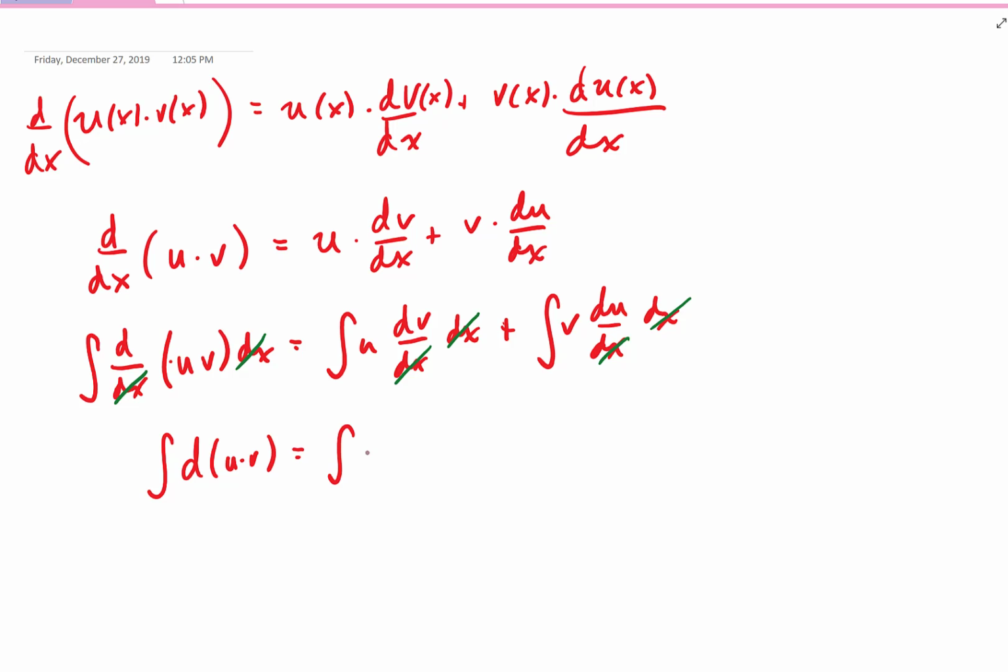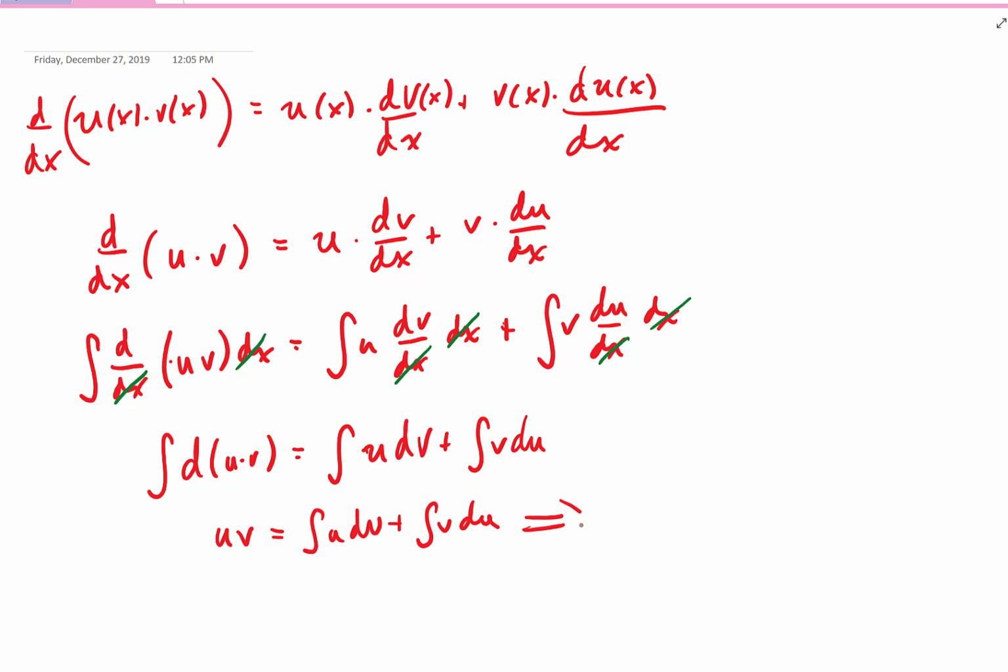So we're left with the integral of u dv plus the integral of v du. And if you remember your integration by parts formula, we're already almost there. On the left-hand side, though, we've got the integral of the derivative. By the fundamental theorem of calculus, we're just left with the product of u and v, which is equal to the integral of u dv plus the integral of v du.